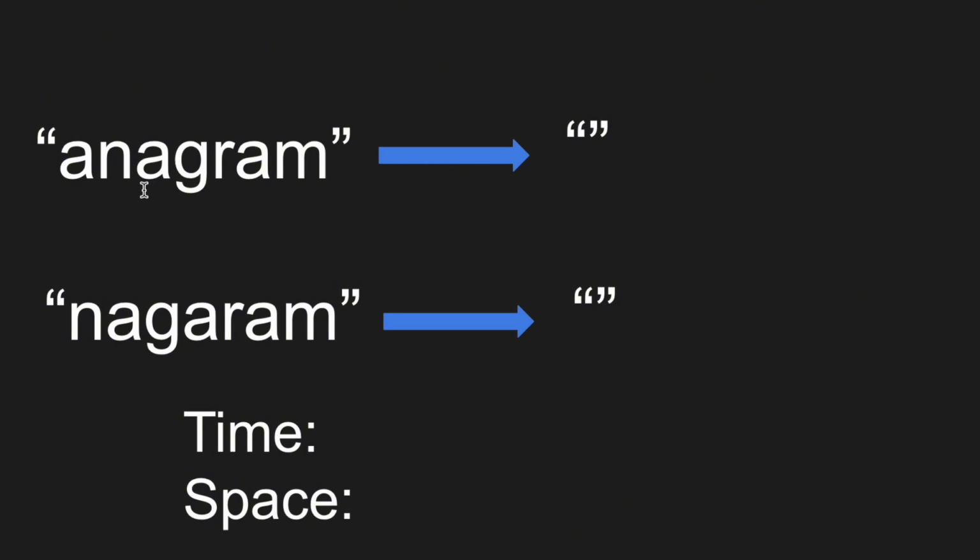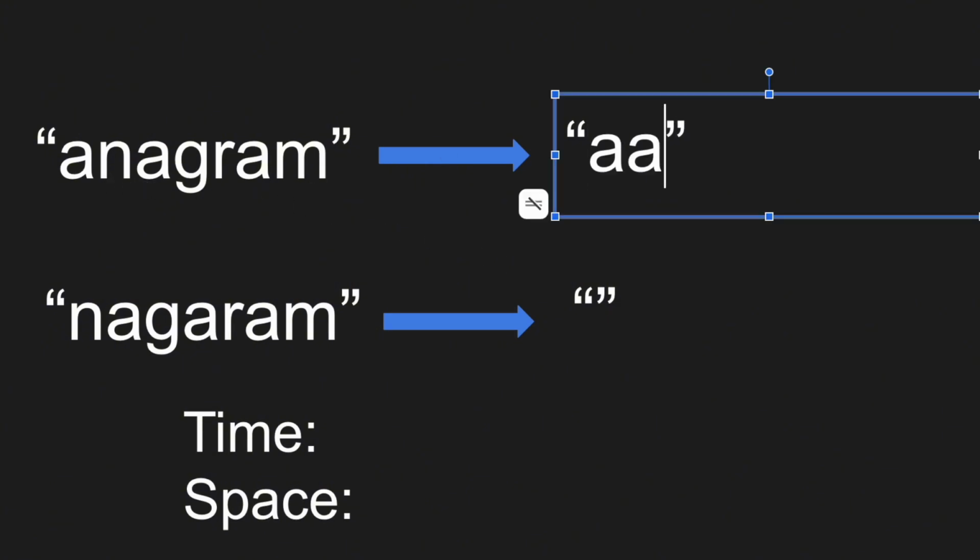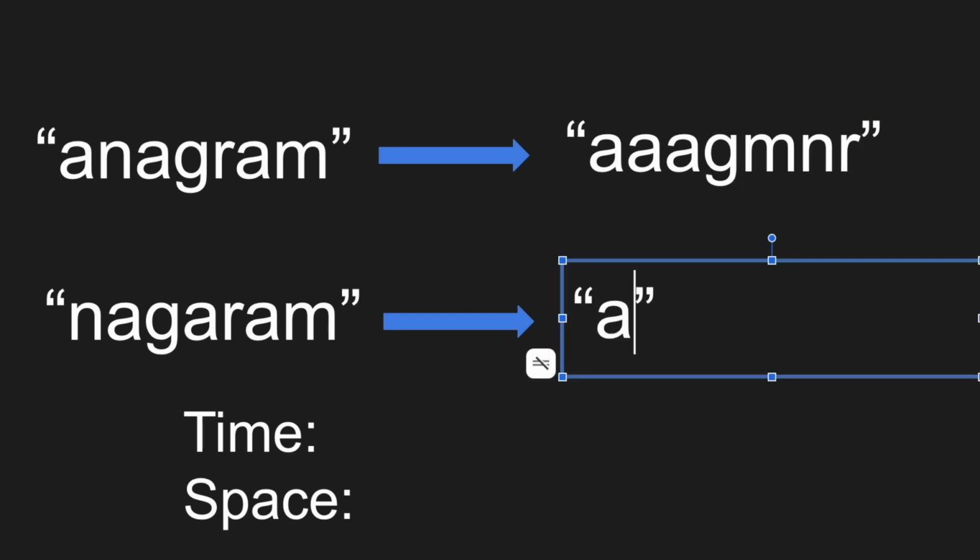So let's go through this example. Let's sort both of these strings. This string will become AAAGMNR. And this string will become AAAGMNR. And since these strings are equal, then we can return true.